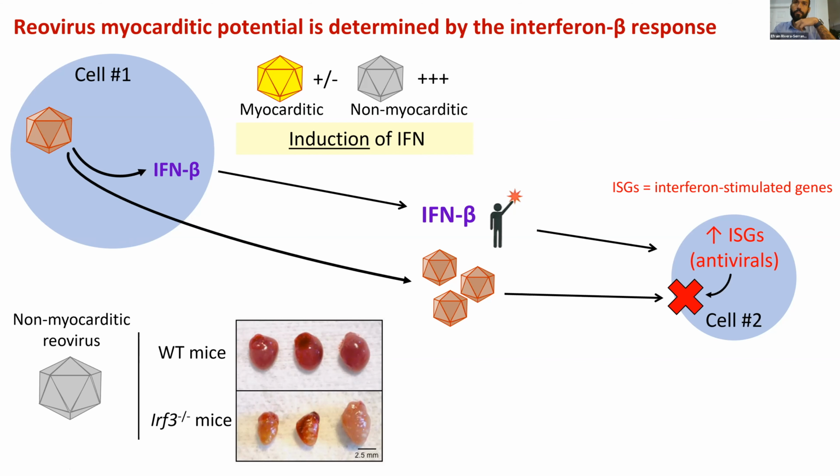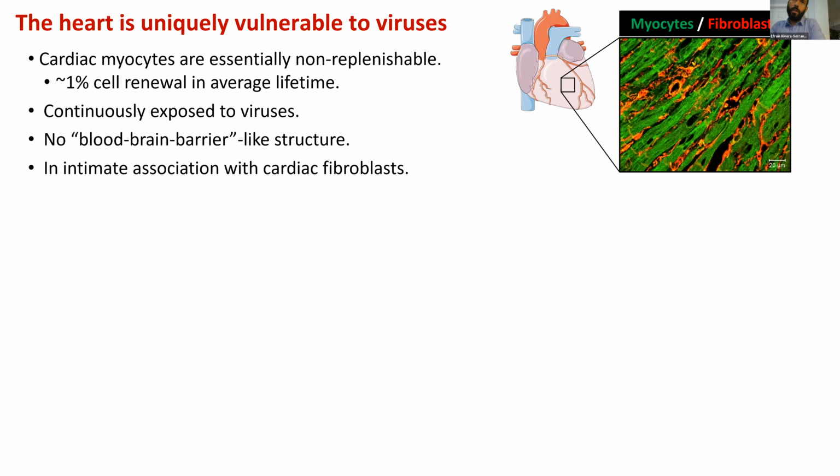So that system alone is the determinant here of whether this one virus causes disease or not in the heart. And so what we care about in the heart is that the heart is uniquely vulnerable to viruses. These cells, just like most of the cells in your body, do not undergo mitosis. So the cells that you have in your heart right now are the same ones that you had as a kid. They do not divide. And yet our heart is continuously exposed to viruses. If the virus can get into the blood, it will eventually reach the heart.